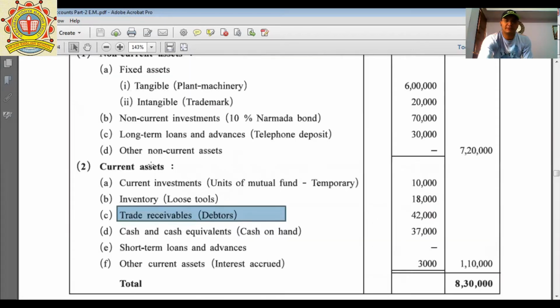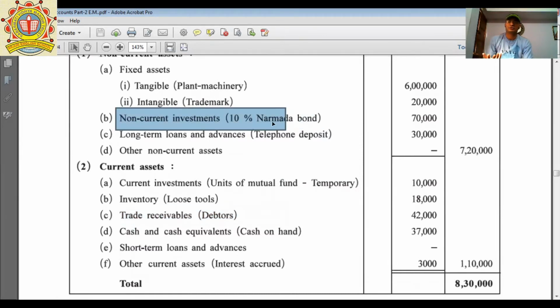10% Narmada bond, 70,000. It is a non-current investment. Bond is one type of investment where if I'm investing in this type of government bond, then it is a part of our investment. So it is covered under the non-current investment, and almost the bond is having a long term. So we have provided it under the non-current investment.